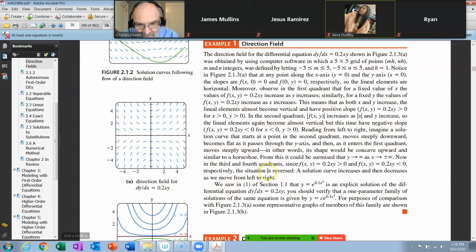Now, in section 1.1, we saw that if you had this equation, y is equal to e to the 0.1 x squared, that's an explicit solution of the differential equation that we're just looking at. Dy dx is equal to 0.2 times xy. Now, we did that earlier, okay? You should verify that a one-parameter family of solutions of the same equation is given by this. So in other words, just put a constant on it, and that gives you your parametric dependency, you might say.